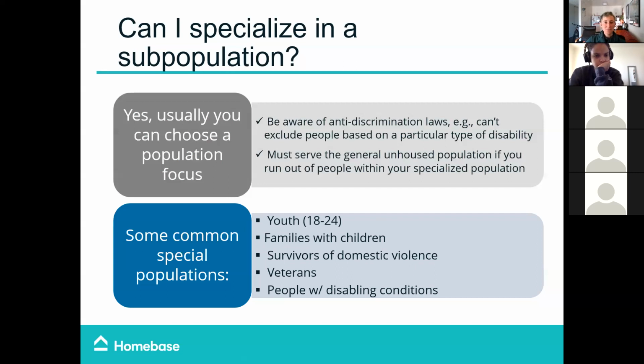Okay, I'm gonna take a deep breath and pause one more time. Any other questions about the definitions of homelessness or population eligibility and restricting your population? Okay. So I'm gonna say, yeah, we're gonna keep going a little bit.